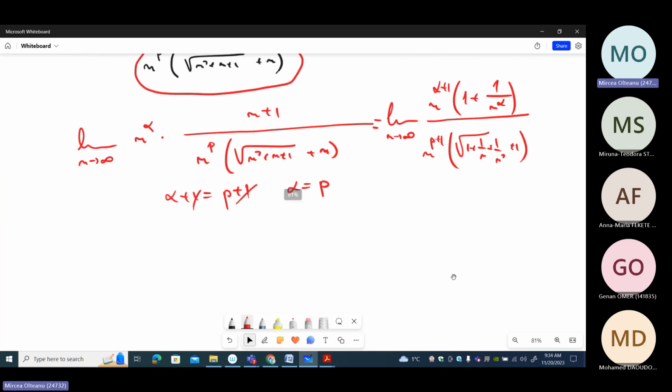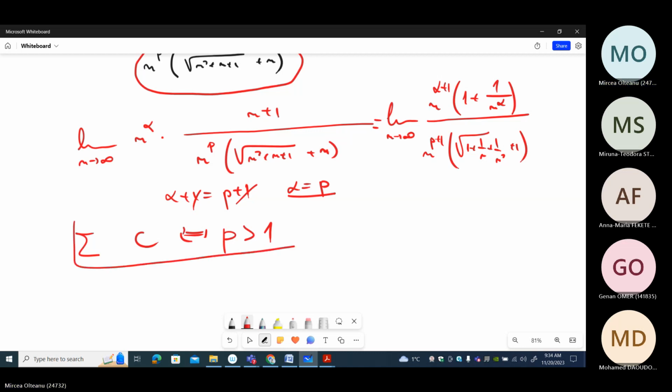So when do we have a non-zero and not infinite limit? When alpha equals p. So our series will be convergent if and only if alpha is strictly greater than 1, says the Riemann series, which means for us p greater than 1. And this is the result. So our series is convergent if and only if the parameter p is strictly greater than 1.